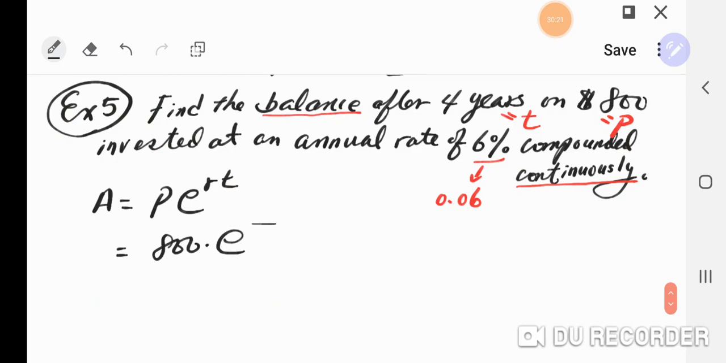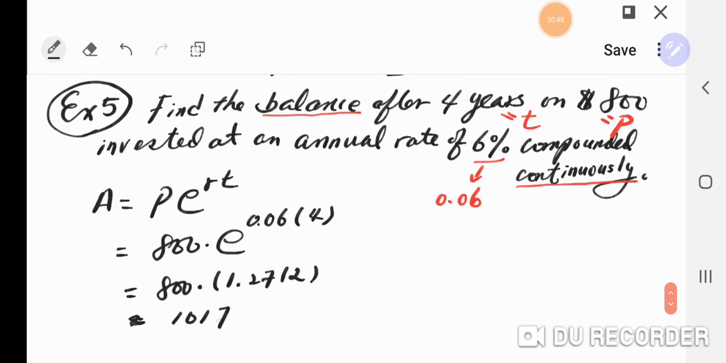Okay, so the exponent is 0.06 times t. T is 4 years. So using a calculator, this will be 800 times this exponential form, which will be approximately 1.271 to something. So this is approximately equal to $1,017. So this will be the amount after 4 years.